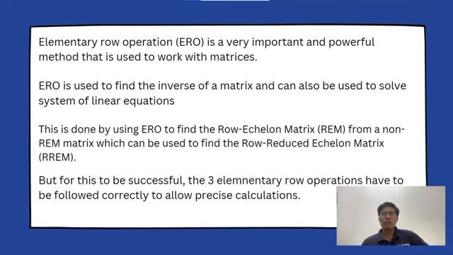So, what is elementary row operation? Elementary row operation, ERO, is a very important and powerful method that is used to work with matrices. ERO is used to find the inverse of a matrix and can also be used to solve linear equations. This is done by using ERO to find the row echelon matrix, known as REM, from a non-REM matrix, which can be used to find the row reduced echelon matrix, RREM. But for this to be successful, the 3 elementary row operations have to be followed correctly to allow precise calculation.